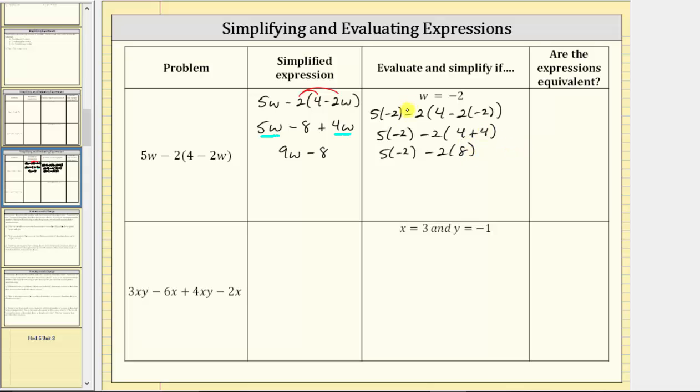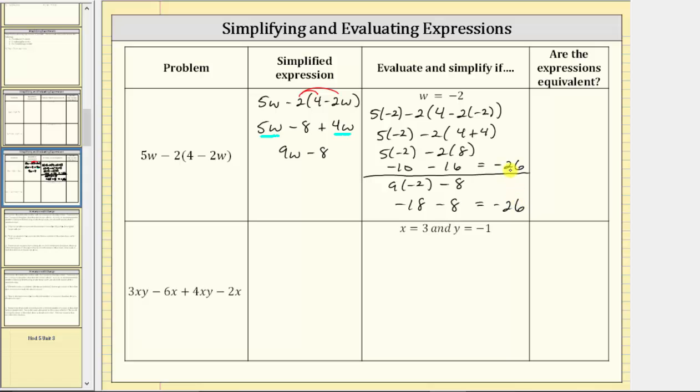Next step is to multiply. 5 times negative 2 is equal to negative 10. And then we have minus 2 times 8, and therefore we have minus 16, which equals negative 26. And now we want to evaluate the simplified expression when w equals negative 2, which gives us 9 times negative 2 minus 8. Multiplying before subtracting, 9 times negative 2 is equal to negative 18. Negative 18 minus 8 is equal to negative 26.